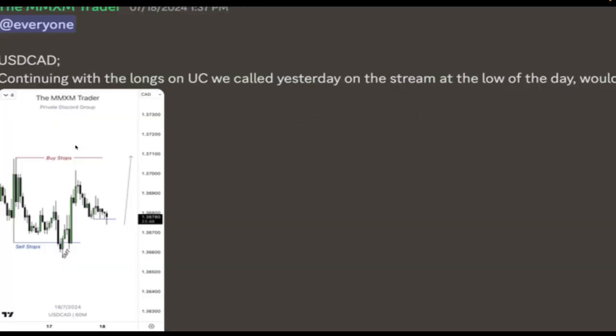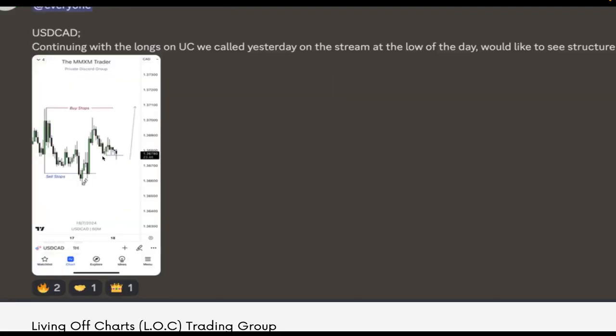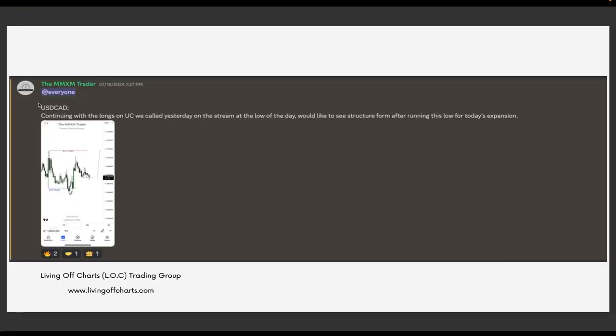So let's zoom into this chart here. This is a screenshot from the Discord group. This low right here is where we anticipated higher prices to come in for USD CAD with the foundation of what we just explained previously. And as explained here, continuing with the longs on USD CAD, we called yesterday on stream at the low of the day. Would like to see structure form after running this low for today's expansion.